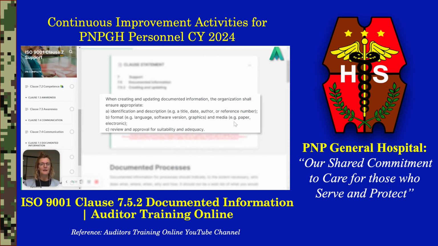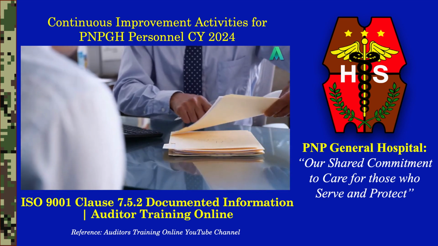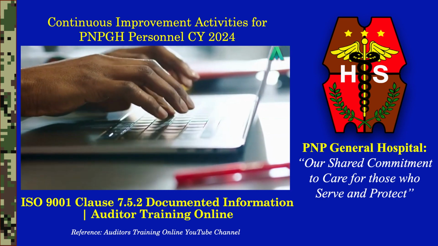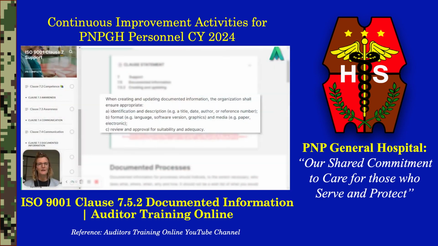Okay, and getting right back to basics, it could be that this type of documented information is in paper format, or it's always electronic. You need to determine this format and media for your own system. Okay, and then finally, C says review and approval for suitability and adequacy. So this final one, review and approval for suitability and adequacy.